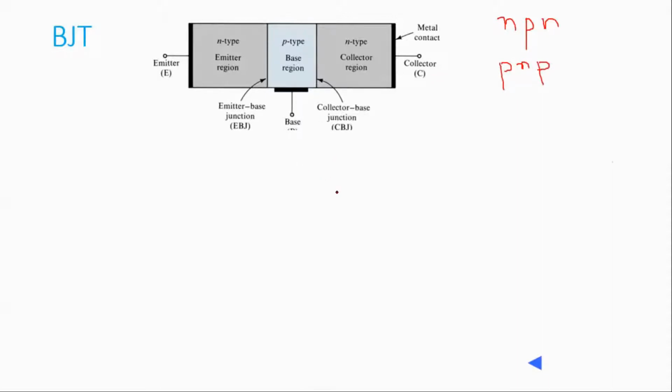Now, what are the various terminals? Here you have the emitter. One terminal is the emitter. Then you have the base. The emitter is denoted by E, the base is denoted by B, and the collector is denoted by C. Then you have three different contacts: one at the emitter, another at the base, and another at the collector. In between, you have three different regions. These are contacts to the external world, out of the circuit.